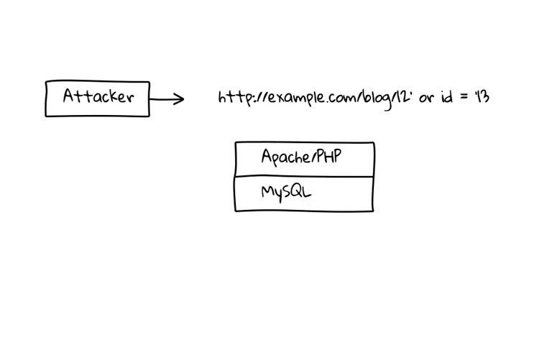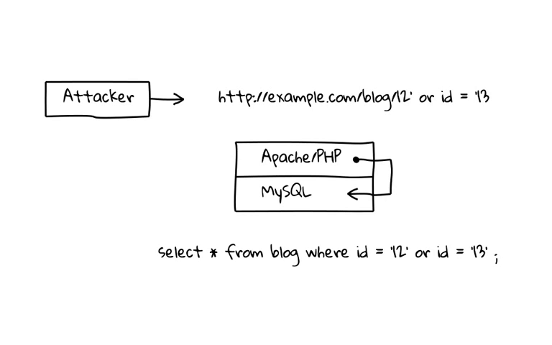Again, we're using an Apache, PHP, and MySQL application stack. Our blog application takes the user-supplied input and constructs a SQL statement. But what does it look like? Well, it probably looks like select star from blog where ID equals 12 or ID equals 13. That looks weird, but it's actually a valid request.